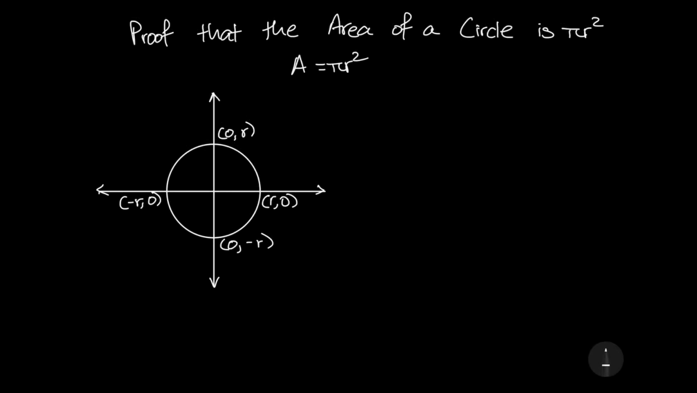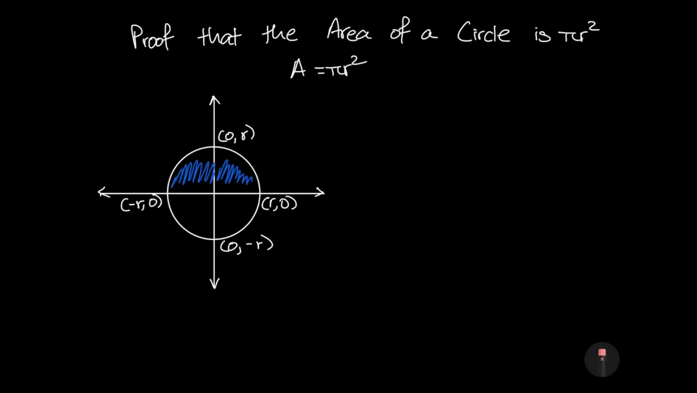Also, a bit of a disclaimer: this proof requires integration. So if you don't know what integration is or how integration works, I suggest that you brush up on that before watching this video. So, how do we prove that the area of a circle is pi r squared?